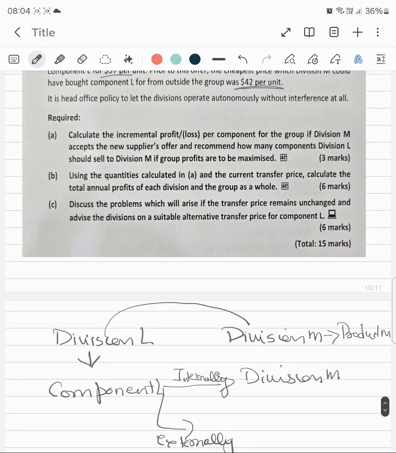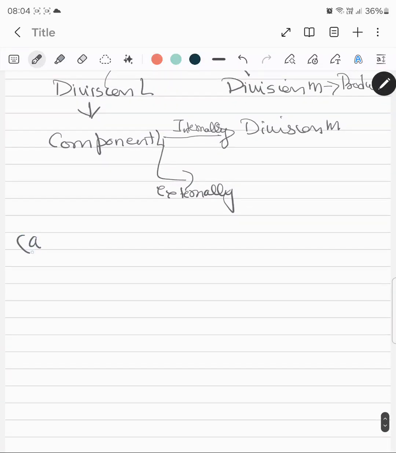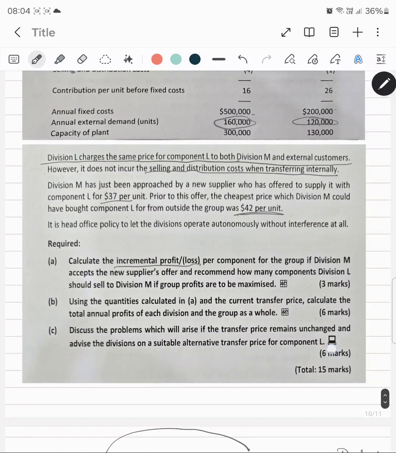So the first part is to calculate the incremental profit or loss per component for the group. We are asked to calculate the incremental profit or loss if Division M accepts the new supplier's offer, and recommend whether Division L should sell the component to Division M if group profits are to be maximized. So let's jump on to A.